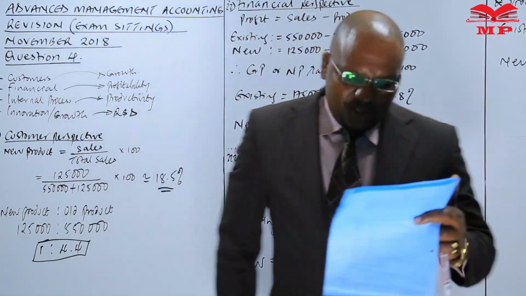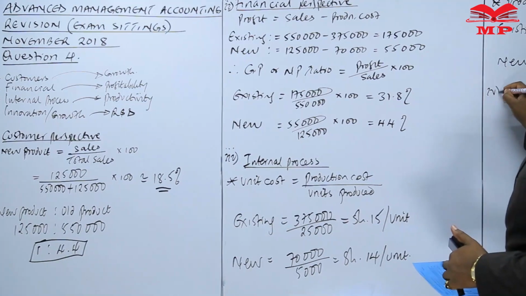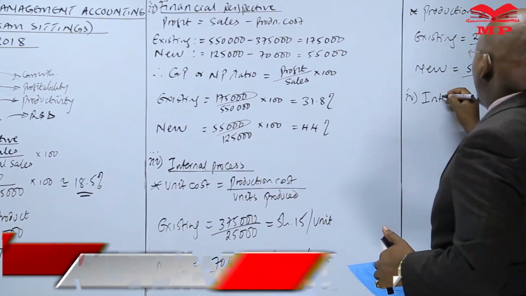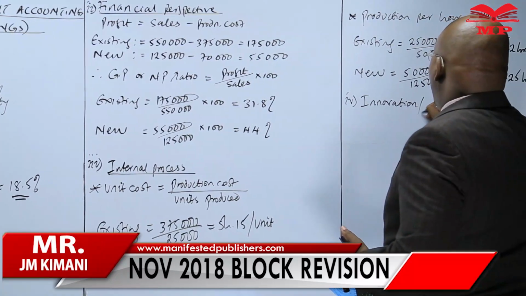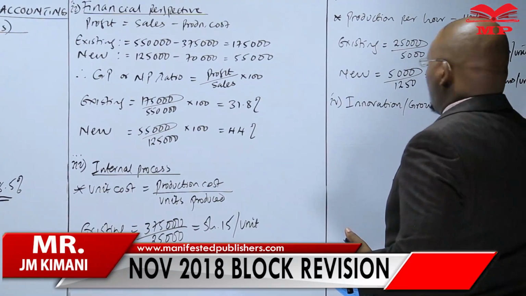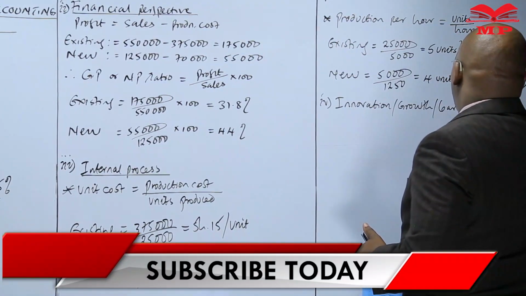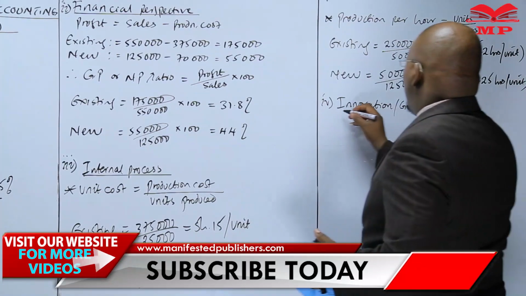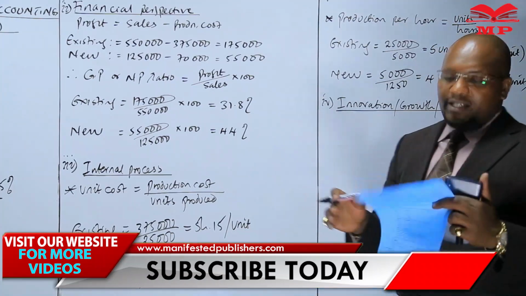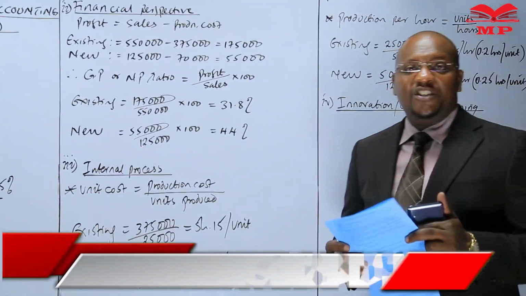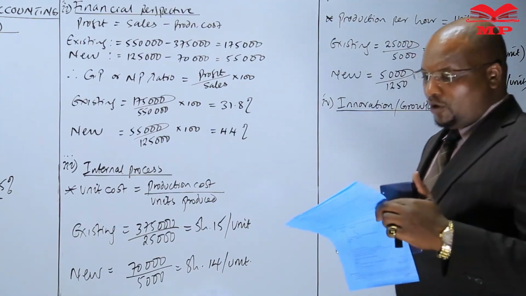The last one is about the innovation. Roman 4. Innovation or growth or learning. Now this one, perspective. Like I've said there, you look at how much are we injecting in the development of the products.